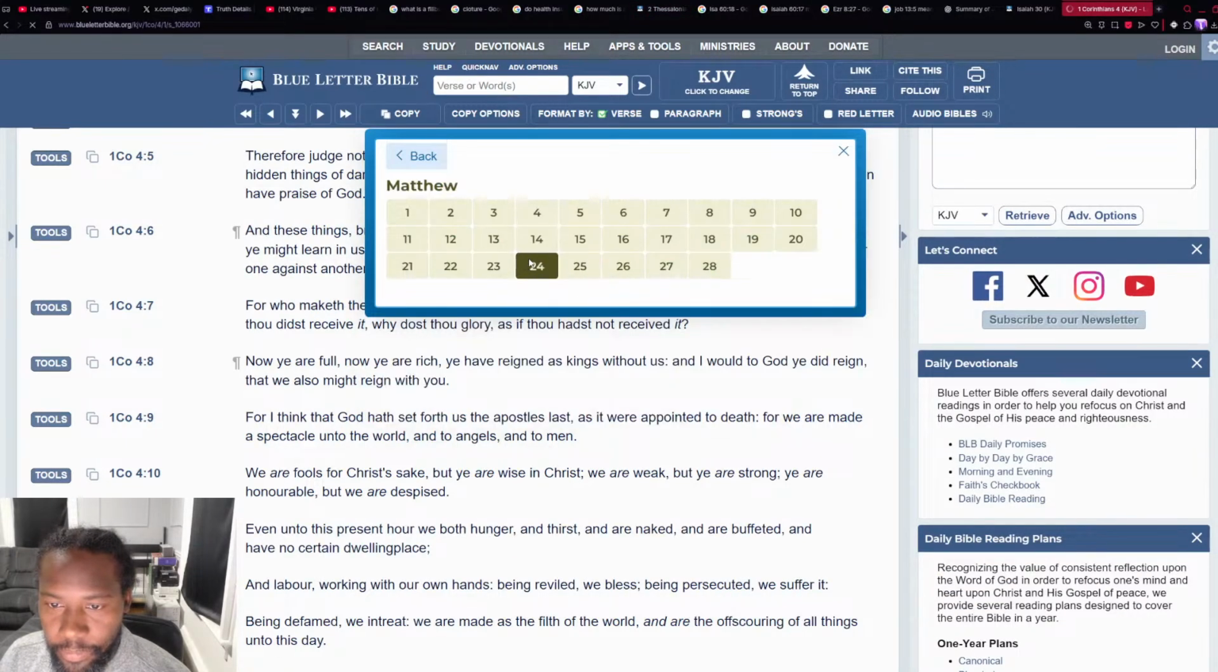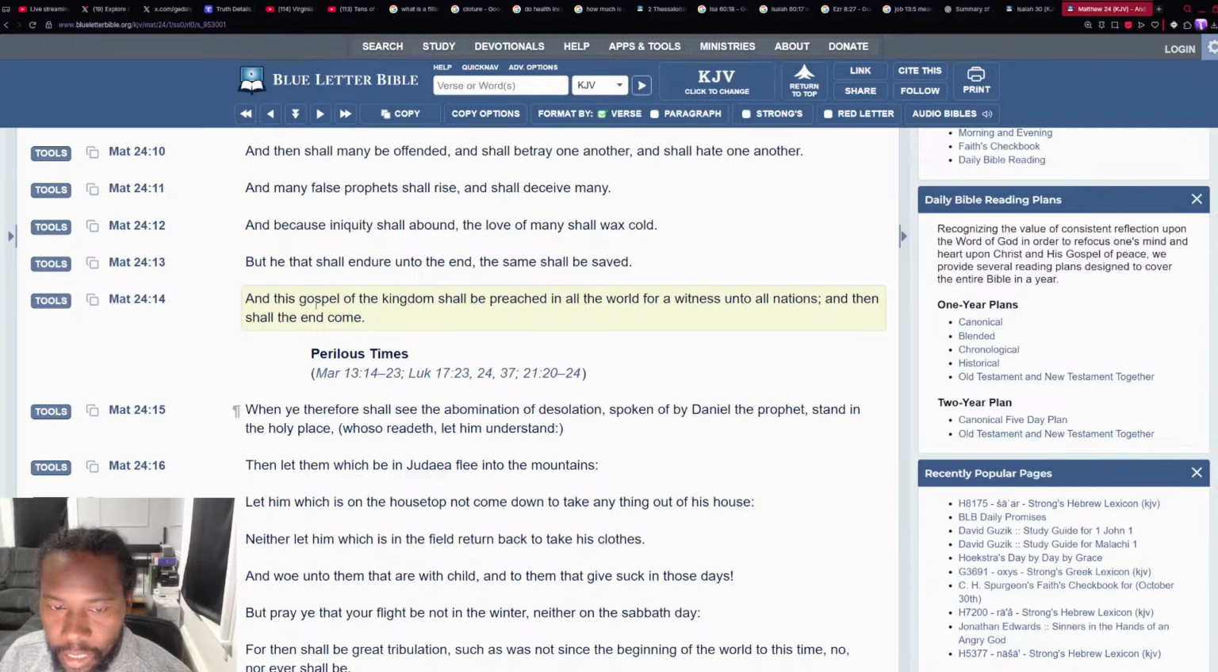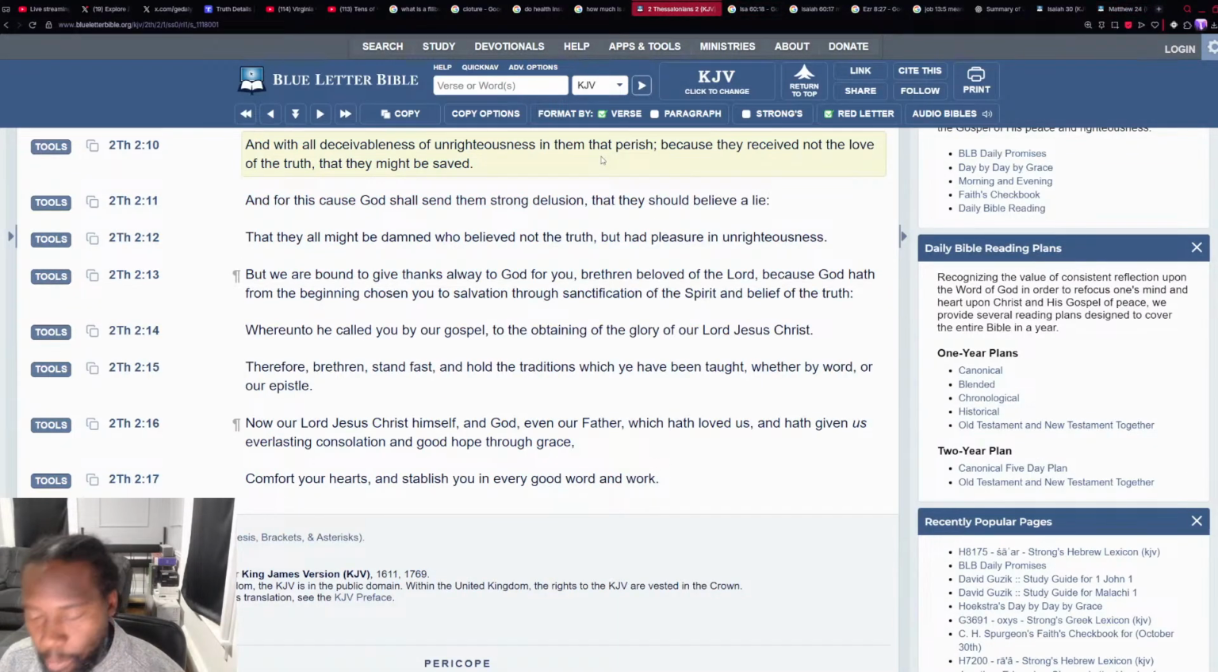Matthew 24, verse number 14. And this gospel of the kingdom shall be preached in all the world for a witness unto all nations, and then shall the end come. And this is why we're getting close to the end. Because this is the gospel that needed to be preached. Now you're hearing about World War III. Now you're hearing about digital IDs and digital currencies and all of this, because the word has been brought out. And now the Lord's moving.